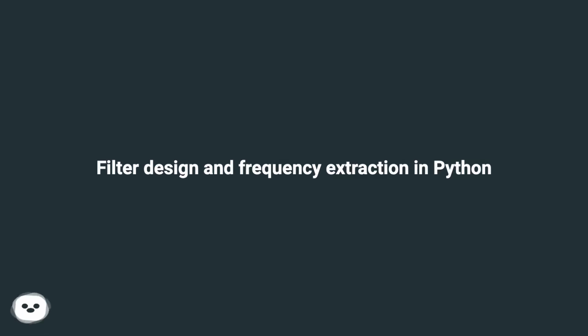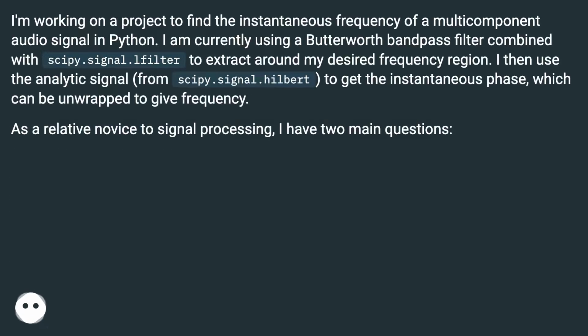Filter design and frequency extraction in Python. I'm working on a project to find the instantaneous frequency of a multi-component audio signal in Python. I am currently using a Butterworth bandpass filter combined with scipy.signal.filter to extract around my desired frequency region. I then use the analytic signal from scipy.signal.hilbert to get the instantaneous phase, which can be unwrapped to give frequency.